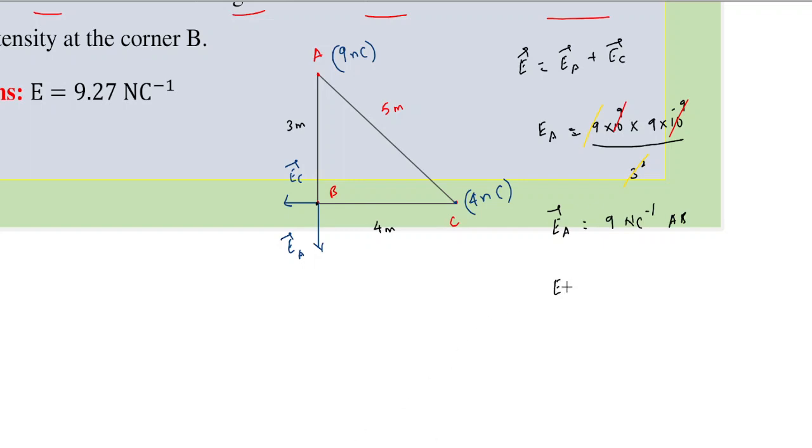Let us find what is EC. EC is equal to the same form, which is K Q by R square. K is 9 into 10 power 9 and Q here is 4 into 10 power minus 9. My distance is 4 square, that is 16. So from here 4 by 16 gets cancelled partly, and also 10 power plus 9 and 10 power minus 9 get cancelled. So finally what remains would be EC in vector form, 9 by 4 Newton per coulomb, and it would be along CB because it is a positive charge.